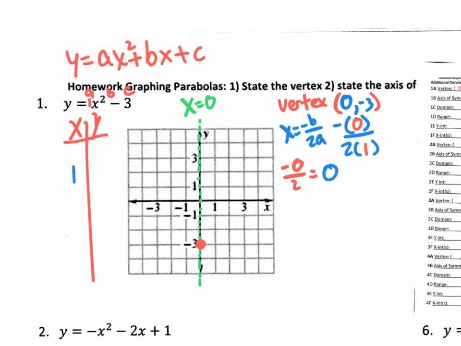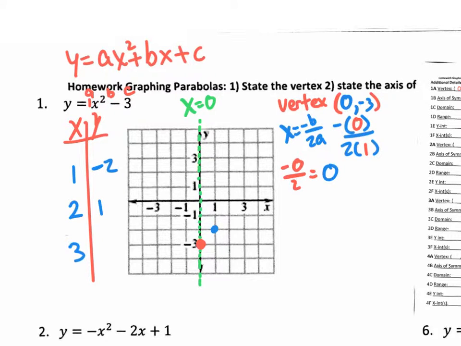If I plug in 1, and we could do this in our heads here, I would use a calculator when you're taking the quiz or test on your own. 1 squared is 1. 1 take away 3 is -2, correct? So let's go to the coordinate 1, -2, which is right here. What if I plugged in 2? What's 2 squared? 4. And what's 4 take away 3? 1. What if I plugged in 3? What's 3 squared? 9. What's 9 take away 3?